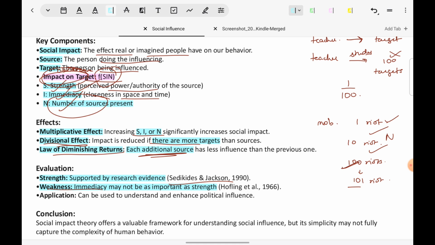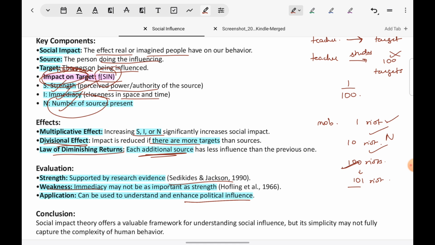Also, if we look at the application of the theory, that is a very big strength because it can be used to enhance political influence. As far as politicians or the government are concerned, they would very much want citizens to obey them. But we see citizens do not obey when it comes to various instructions given by the authorities.